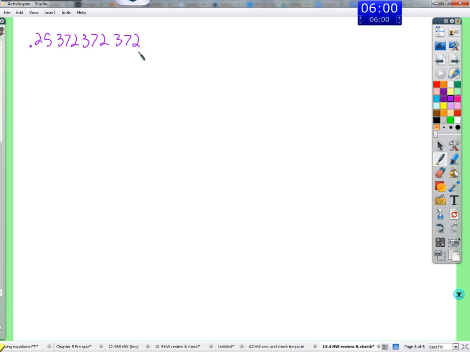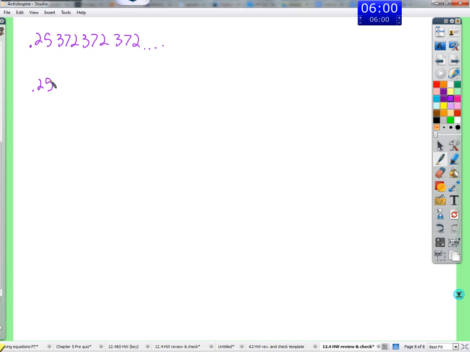0.25372372372? Ooh, this requires creativity. Yeah, you have to be a little bit creative. Now, there is a part that repeats, and we'll assume that it just keeps on repeating. If there's that 0.25 before everything, maybe we can get rid of it. Maybe we can do this: minus 0.25.